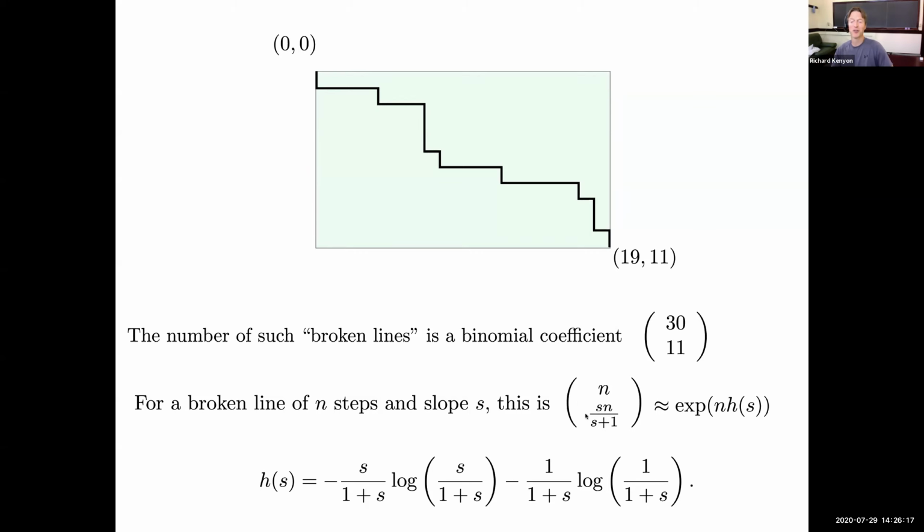Then the corresponding binomial coefficient is n choose n times s over s plus 1, which, as you all know, grows like exp of n times h of s, where h of s is this particular function here, this Shannon entropy function. All right, so that gives us a good approximation for what's going on locally in this count of partitions.